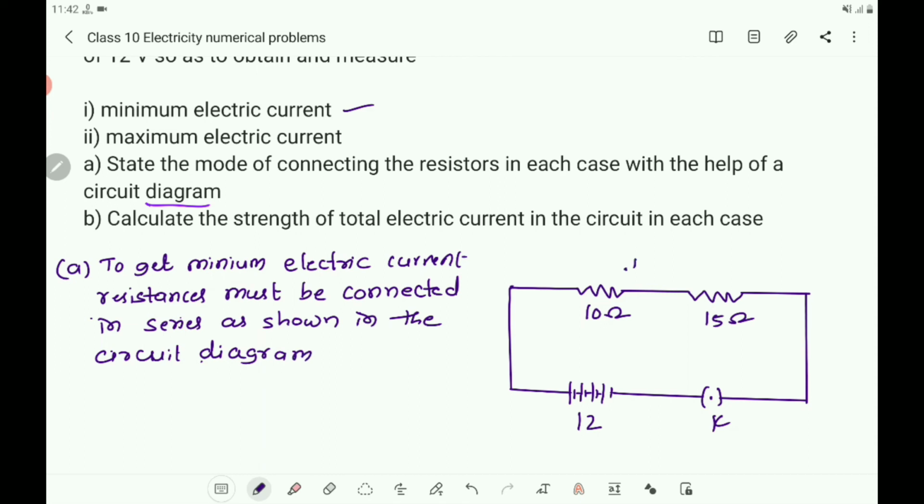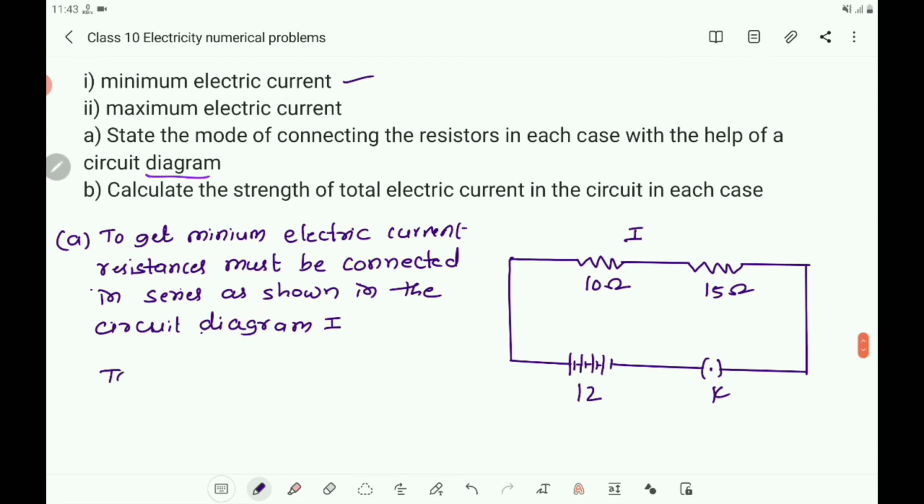So take this as the first figure, circuit diagram first. Here what happens, when they are connected in series, you will get the maximum resistance and the current becomes minimum. You know that as the resistance increases, electric current goes on decreasing.